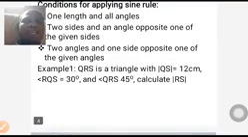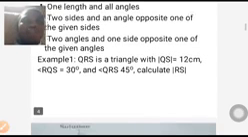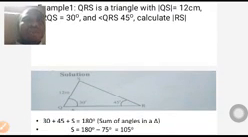Now let's look at this example 1. It says QRS is a triangle with length QS is 12 centimeters, angle RQS is 30 degrees, and angle QRS is 45 degrees. Then calculate length RS. Very simple. Here you are given one length, one side, and two angles. Then you are good to go with sine rule.